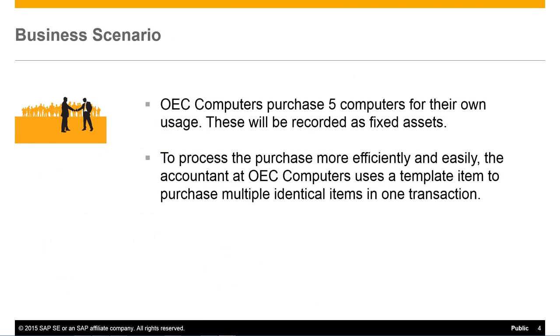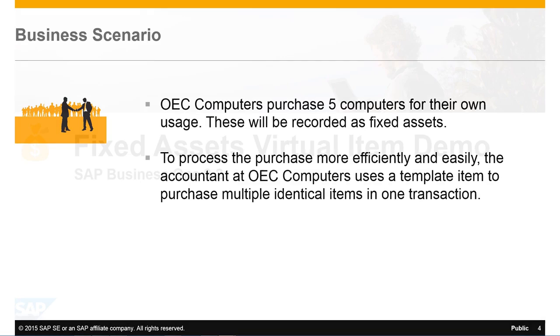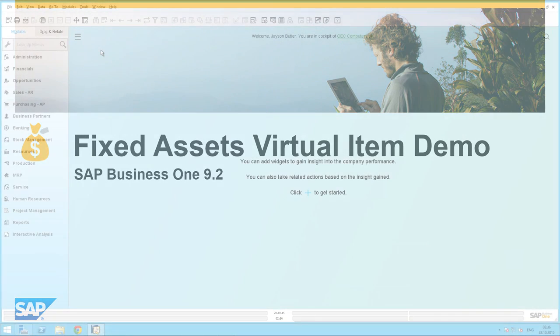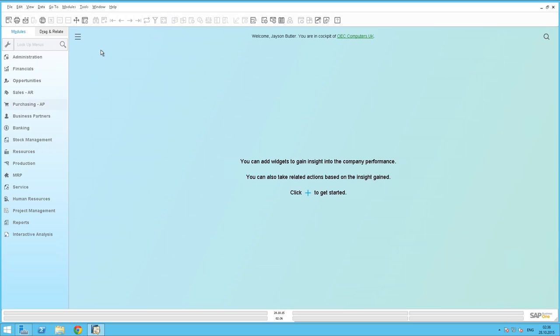OEC Computers purchase 5 computers for their own use, and these will be recorded as fixed assets. To process the purchase more efficiently and easily, the accountant at OEC Computers uses a template item to purchase multiple identical items in one transaction. Let's see how this example is executed in SAP Business One, Release 9.2. We are now logged in to SAP Business One, Release 9.2.